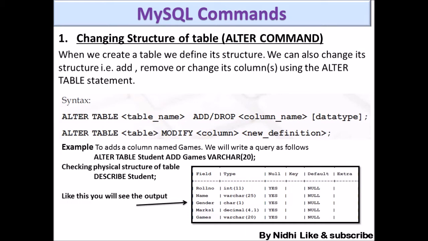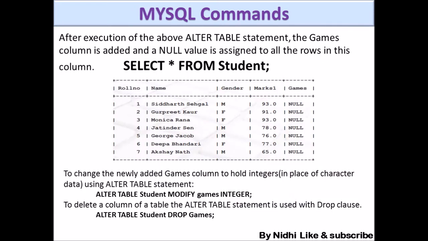Here you can see the output. By using a describe statement, we can see the structure of a table. So we write the command describe student, and then we get this output as a result. We have added a new column with the name games. After execution of that alter statement, the games column is added and a null value is assigned to all the rows in that column, because we have not given any value for games, so it will take null automatically. If you want to insert values, we will deal with that later, but here we are just checking that this column is added, and it is filled with a null value.